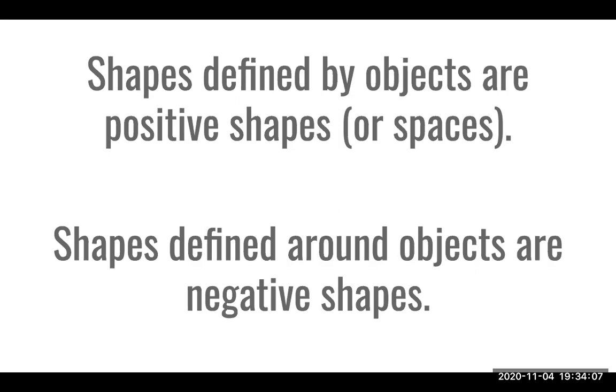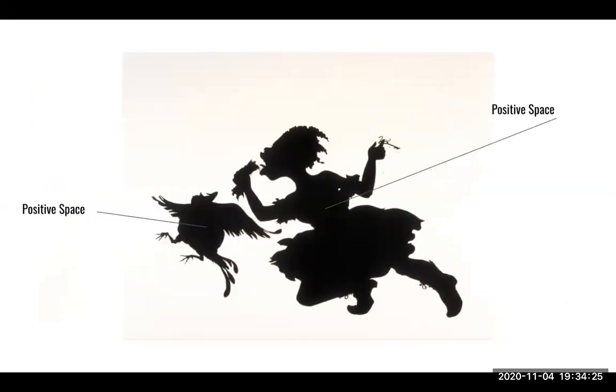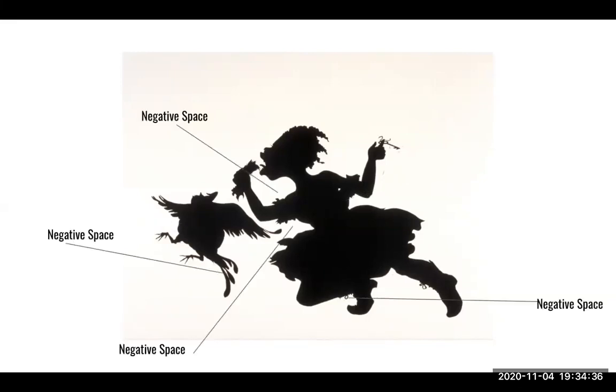So shapes defined by objects are positive shapes or spaces, and shapes defined around objects are negative shapes. To show you a bit more about what that means, we're going to look at this up close, a piece by Kara Walker. It's called Keys to the Coop. Here in this image, all of the black shapes are the positive space within the image, and all of the white shapes or surrounding whiteness is the negative space within the image.